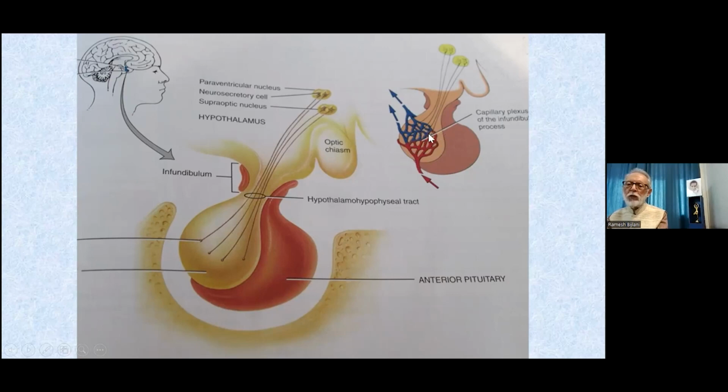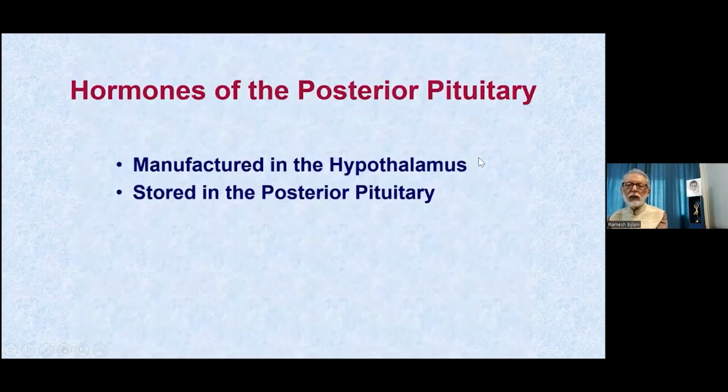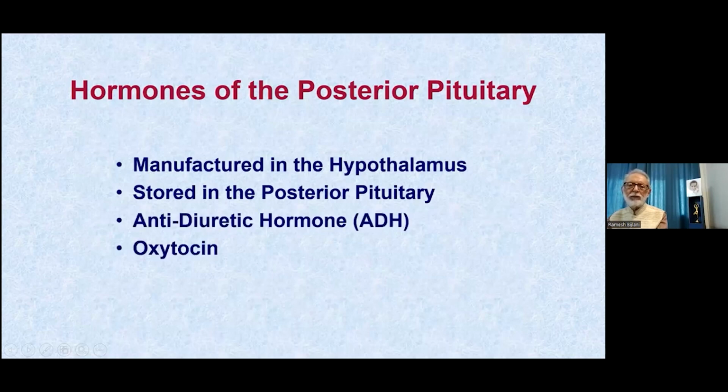Once they have been released into the posterior pituitary, the blood that is flowing into the posterior pituitary can pick up these hormones. It will go out in the veins that are leaving the posterior pituitary. This, like any other venous blood, will eventually reach the heart, the right atrium, and from the heart, it will be pumped to the entire body, but then have its effects where the receptors exist. So the hormones of the posterior pituitary are manufactured in the hypothalamus, but are only stored in the posterior pituitary.